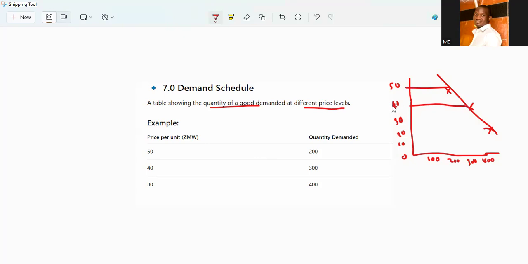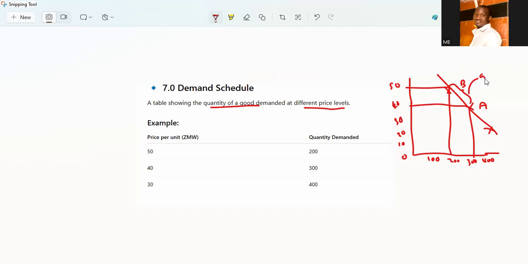So prices move from 40 to 50, the quantity demanded will decrease from 300 to 200. So this is a movement along a schedule. To move from point A to point B, this movement is called the movement along the demand schedule.